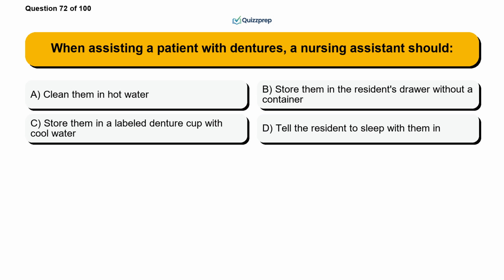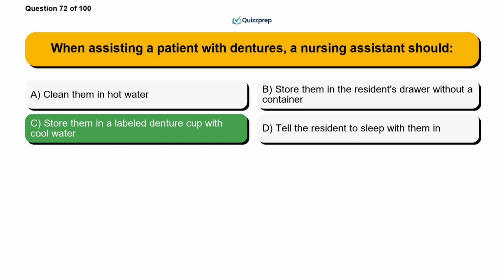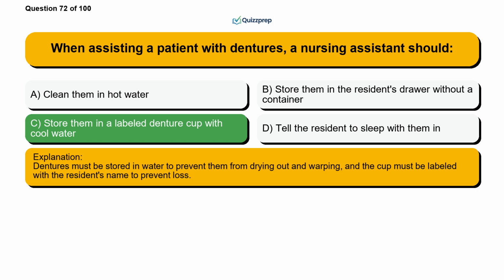Question 72. When assisting a patient with dentures, a nursing assistant should: Option A, clean them in hot water. Option B, store them in the resident's drawer without a container. Option C, store them in a labeled denture cup with cool water. Option D, tell the resident to sleep with them in. The correct answer is option C, store them in a labeled denture cup with cool water. Dentures must be stored in water to prevent them from drying out and warping, and the cup must be labeled with the resident's name to prevent loss.